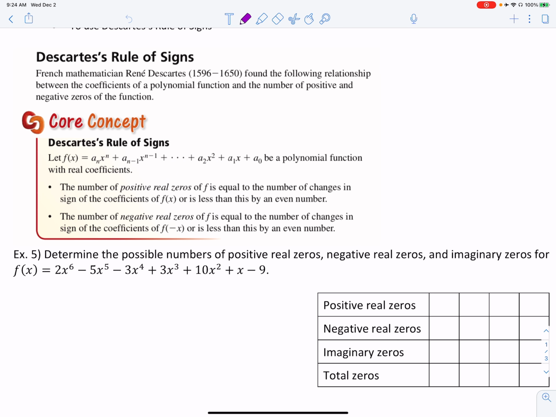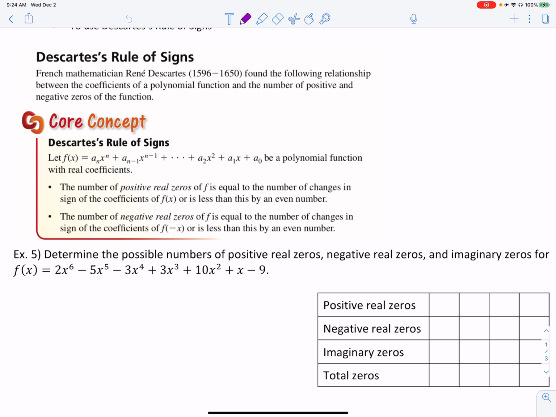If you have this polynomial, the number of positive real zeros of this function f is equal to the number of changes in sign of the coefficients of f of x, or is less than this by an even number. So let's just go down to example 5.